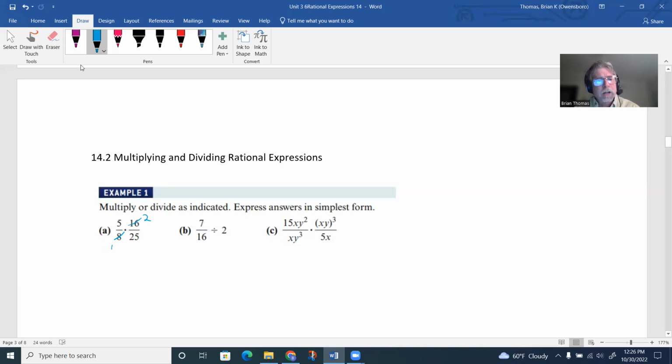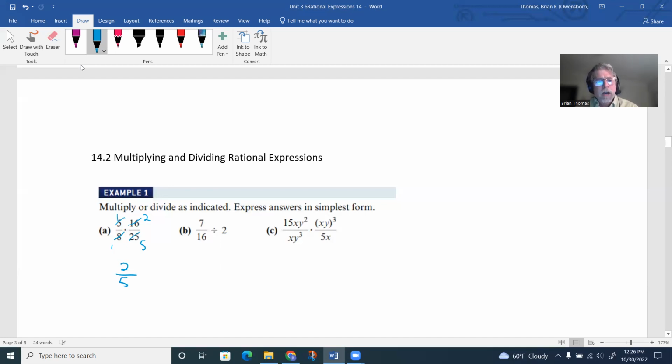Then if you look at the other diagonal, notice how the 5 and the 25 both can be divided by 5. So 5 turns into a 1, and 25 divided by 5 would be a 5. So if we put it all together, you would see that the answer just becomes 2/5.